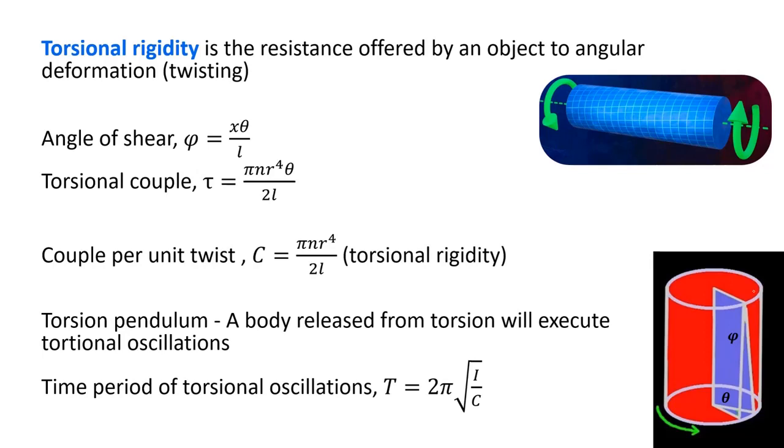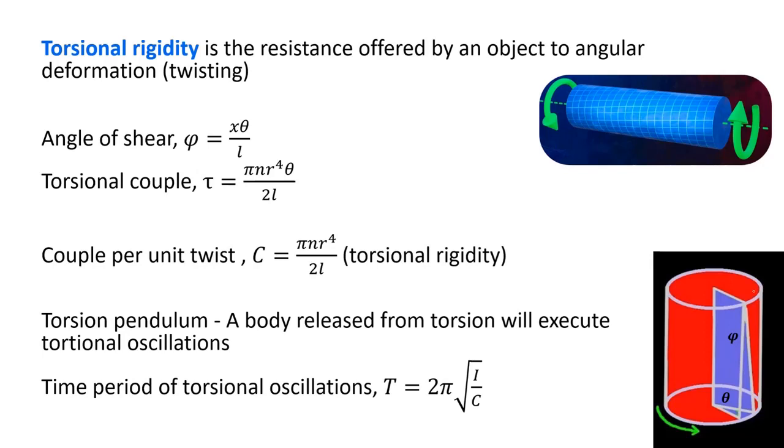When a structural element, say a rod or a beam, which is clamped on one end and twisted at the another end, it will show some resistance to that twisting, and this resistance is known as torsional rigidity. Therefore, torsional rigidity is the resistance offered by an object to angular deformation or twisting.